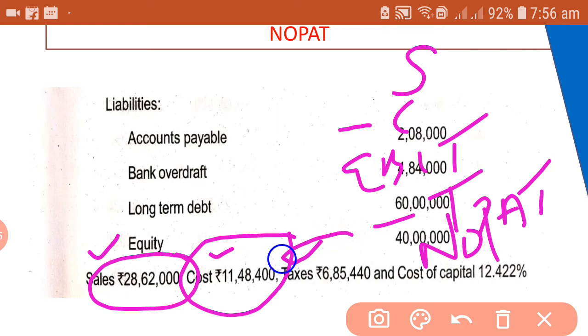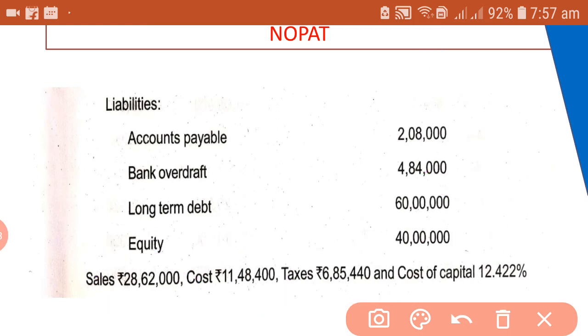Then from this we will deduct tax. Then we will get NOPAT, because here also no interest element is there. So the first item is NOPAT. Secondly, we have to obtain the capital amount and cost of capital. Here also we are provided with the cost of capital.